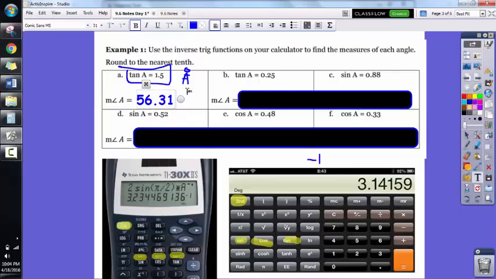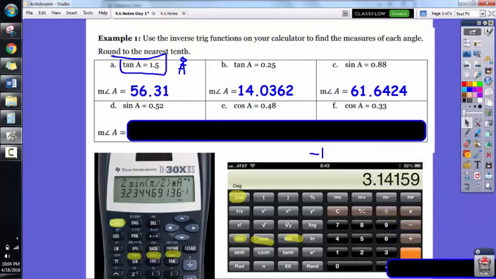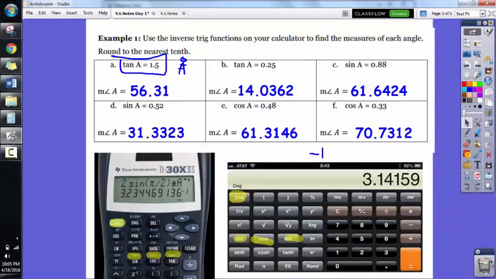And remember, we're finding angle measurements, so now you definitely should have some bigger numbers, and it's okay to have numbers all the way up to 89.9 degrees. Go ahead and try B through F. Pause the video when you are all done, push play, and then you can see if you got your answers right. Okay, you can go ahead and check your answers there.